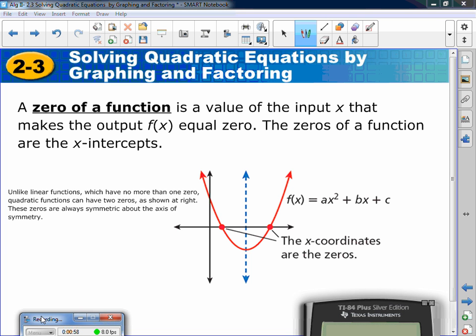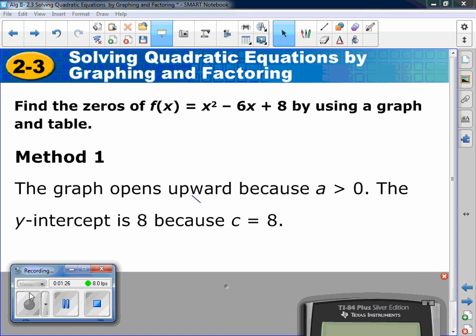First thing we're going to talk about now is zeros of a function. The zeros of a function are the x-coordinates where the function is 0. It's also called the roots. When we talked in Algebra 1, linear functions had only one root, only one x-intercept. When we're talking about quadratics, quadratics can have up to 2 roots.